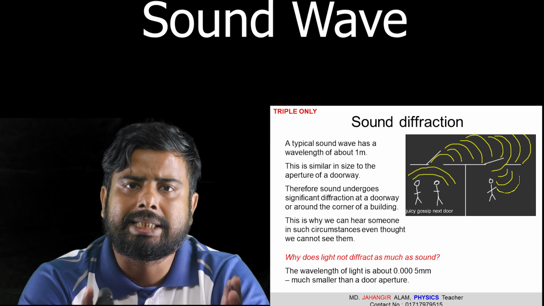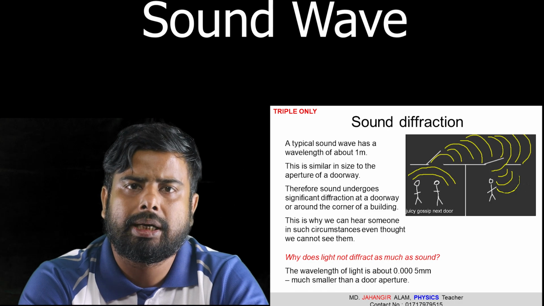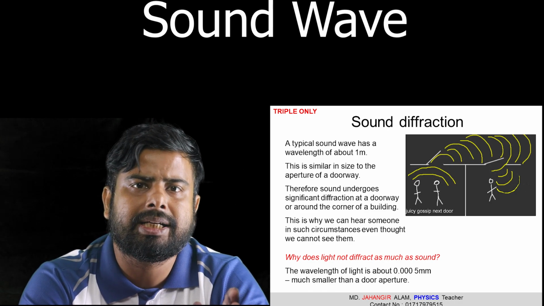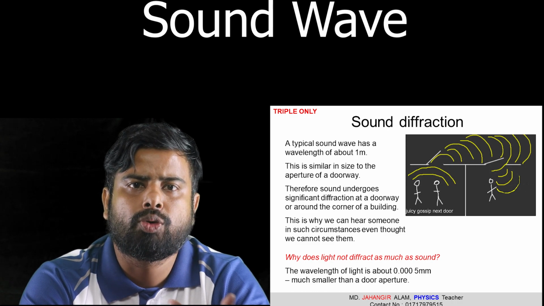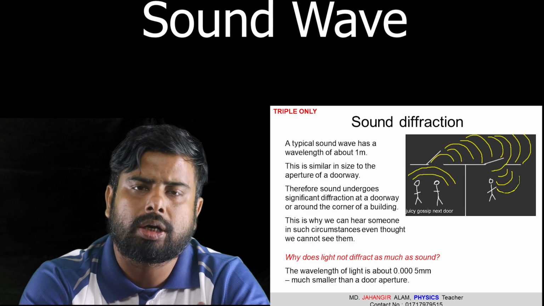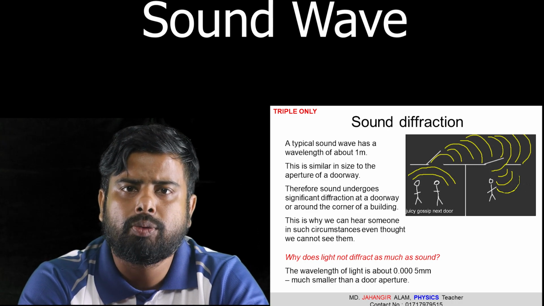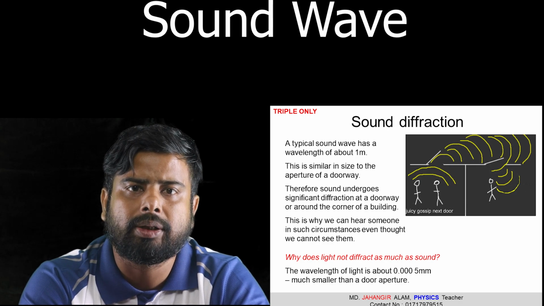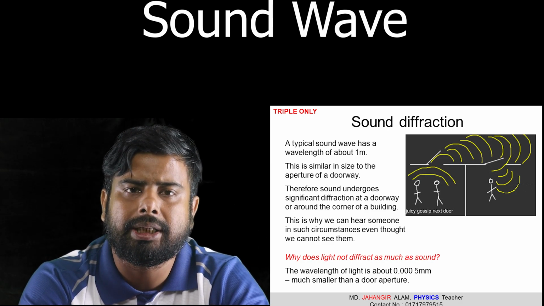This is similar in size to the aperture of a doorway. Therefore, sound undergoes significant diffraction at a doorway or around the corner of a building. This is why we can hear someone in such circumstances even though we cannot see them.